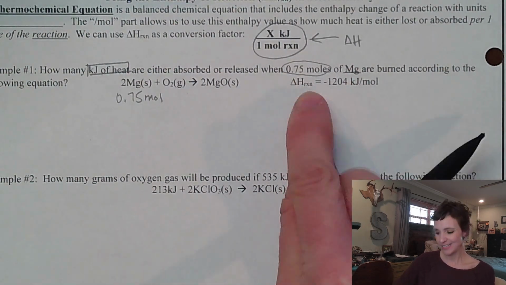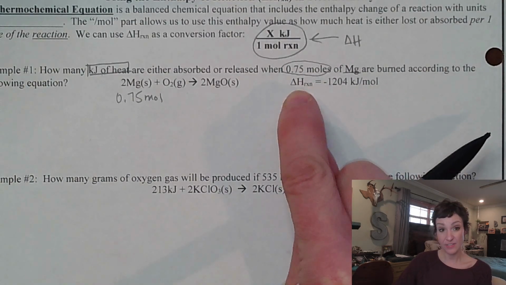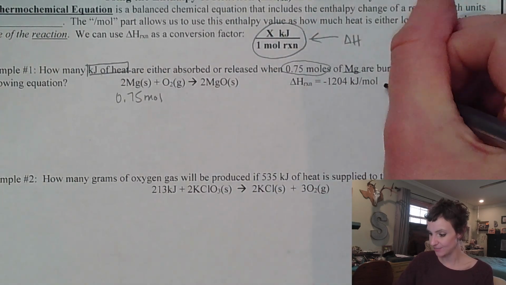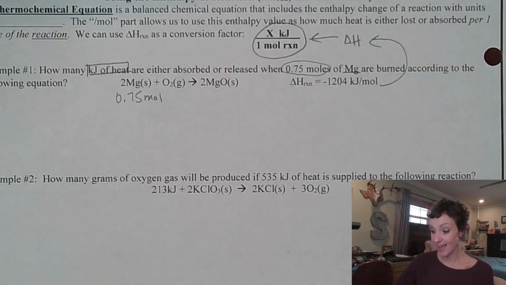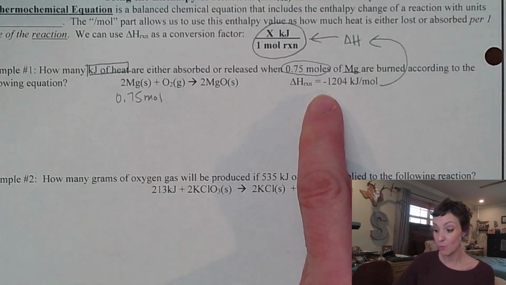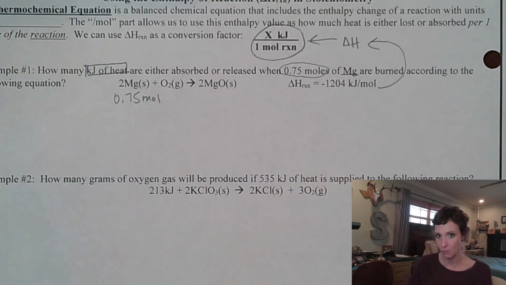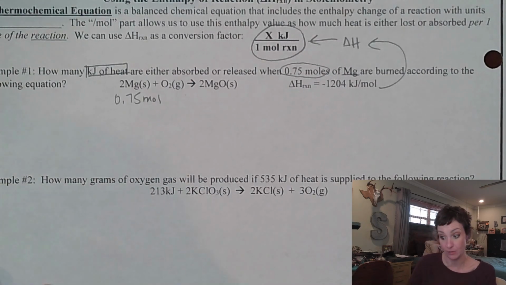What I want us to notice is we haven't even looked at this here. I've given you the delta H of the reaction. So this is actually what I'm going to be using as my conversion factor. Remember looking at that? I get to implement that as negative 1,204 kilojoules per every 1 mole of the reaction when I need to get to that step.